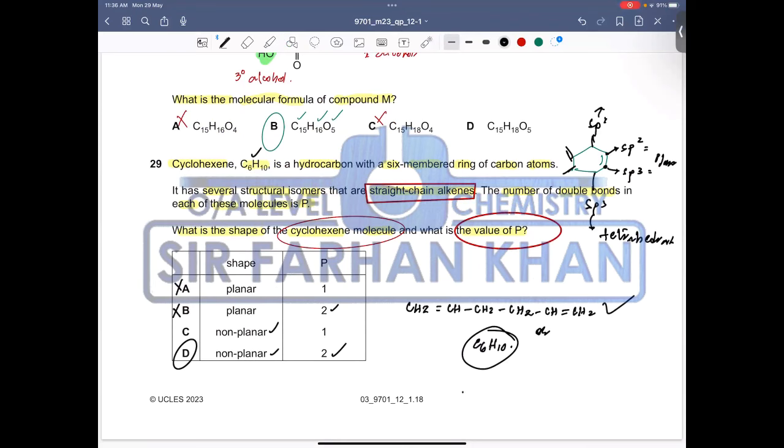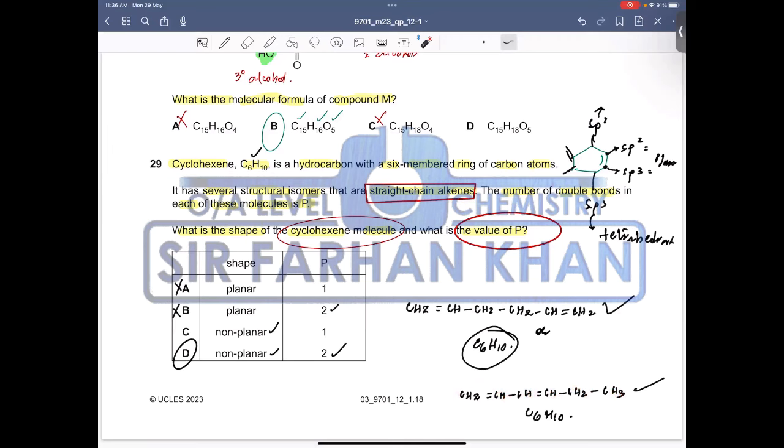These are the different possible structures, like this also, CH2 double bond CH, CH double bond CH2, and this is CH3. It is also C6H10. So these are the multiple structures or multiple isomers of the straight chain alkene. Either you can use this one or that one. The number of double bonds will remain the same, that is P. Okay, that is 2. Right? 1, 2, 3, 4, 5, 6, right? 3 plus 2, 5, 6, 7, 8, 9, 10.